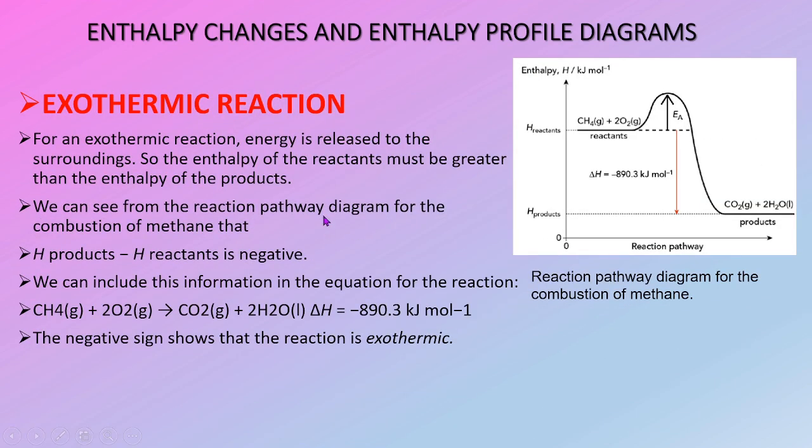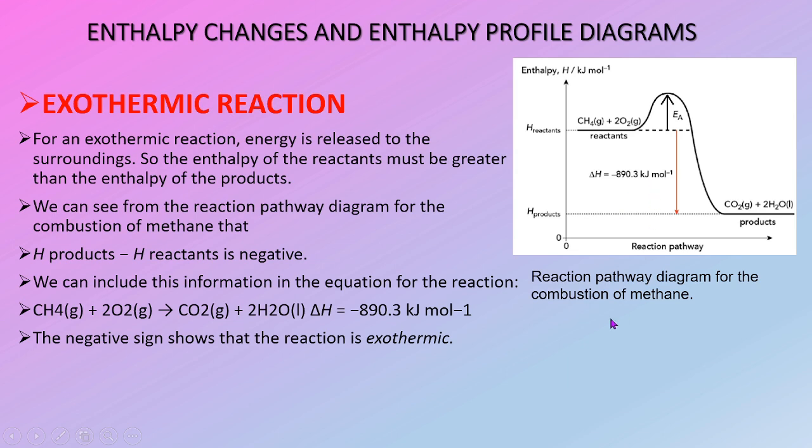Okay, exothermic reaction. This is the reaction pathway diagram. You can see here is the exothermic one. These are the reactants. Very little activation energy is required and a lot of energy is released. And you can see here, this is the enthalpy of the reactants and products, and the reactants are on the upper side, products on the lower side. This is the activation energy, this is the energy released, and the delta H for this one is minus 890.3 kilojoules per mole.